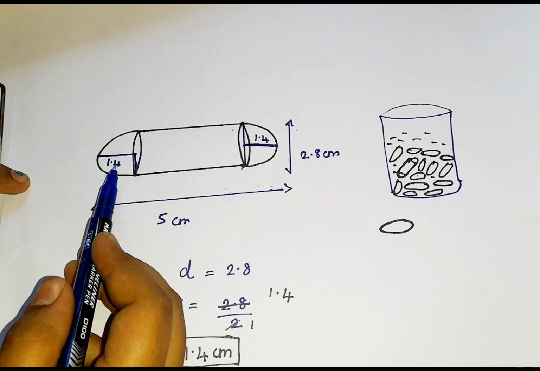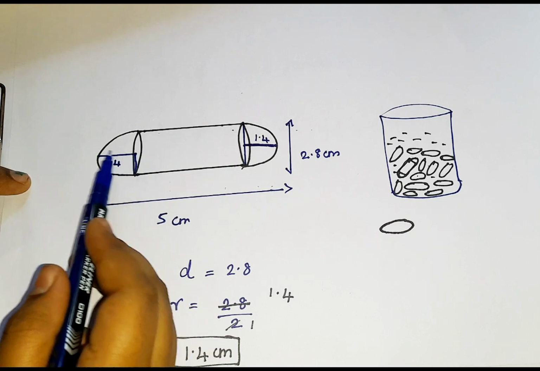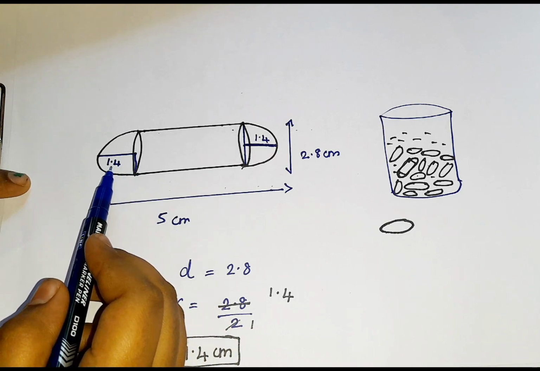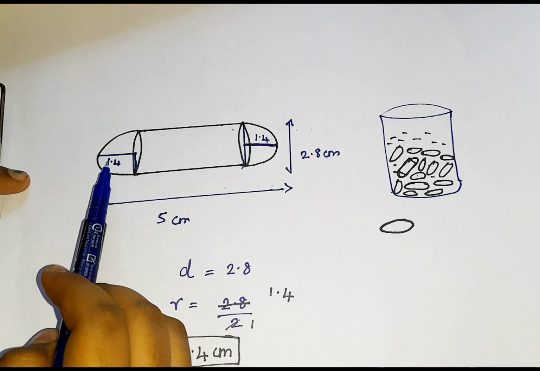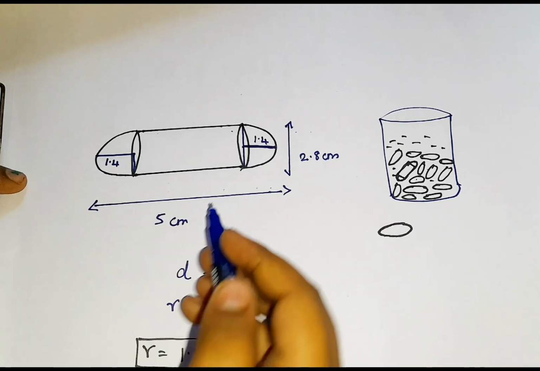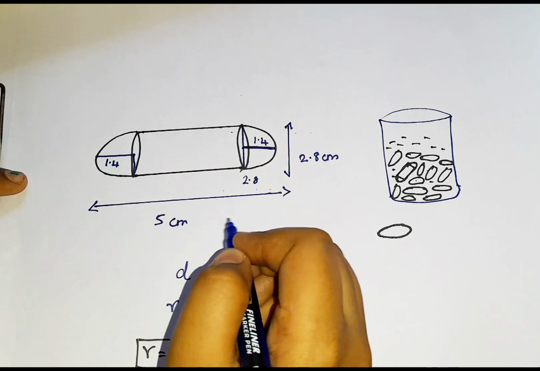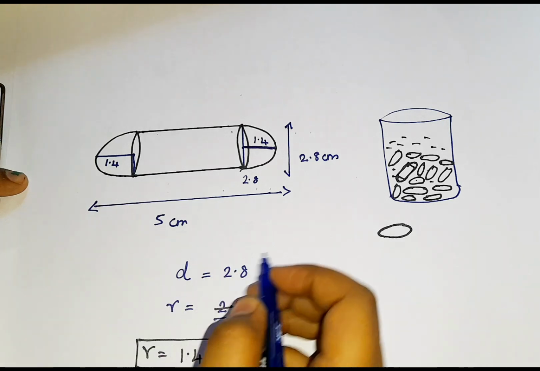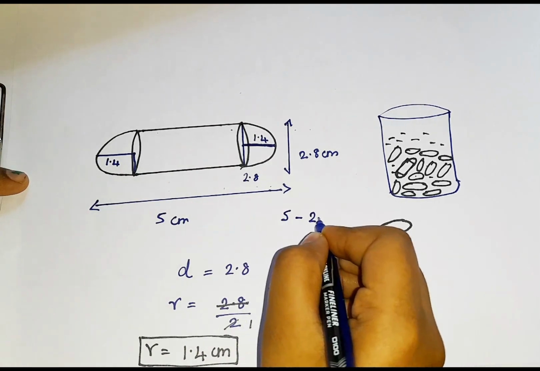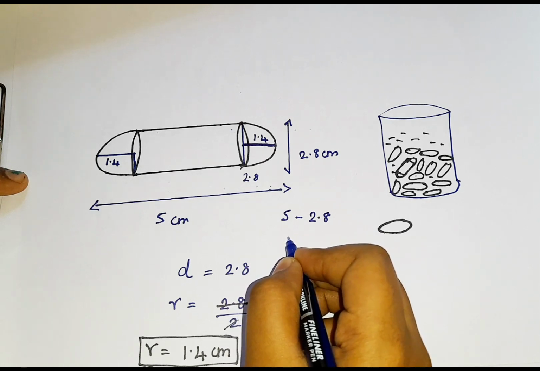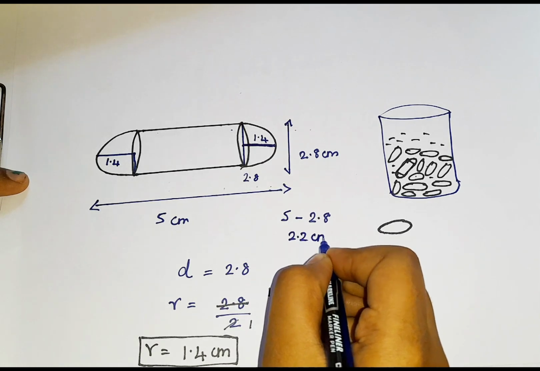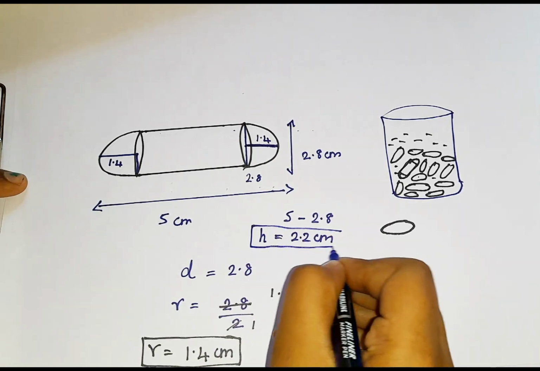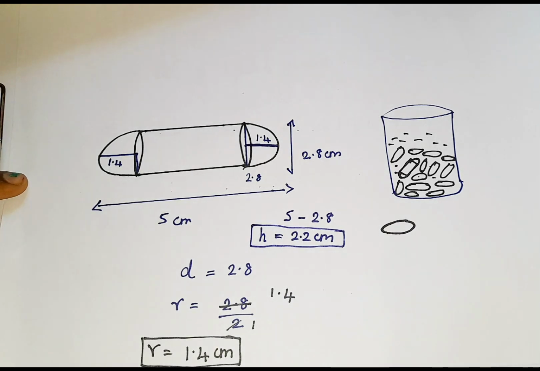Alright guys, so now why did I draw a line? Because here I have 1.4 and here also I have 1.4, right? So if I add 1.4 plus 1.4, I get 2.8. Am I right? Since they had already mentioned the length, that is 5 centimeter, if I subtract 5 minus 2.8, then I get 2.2 centimeter. Then this will be the height of the cylinder. This is how we are supposed to find the height of the cylinder.